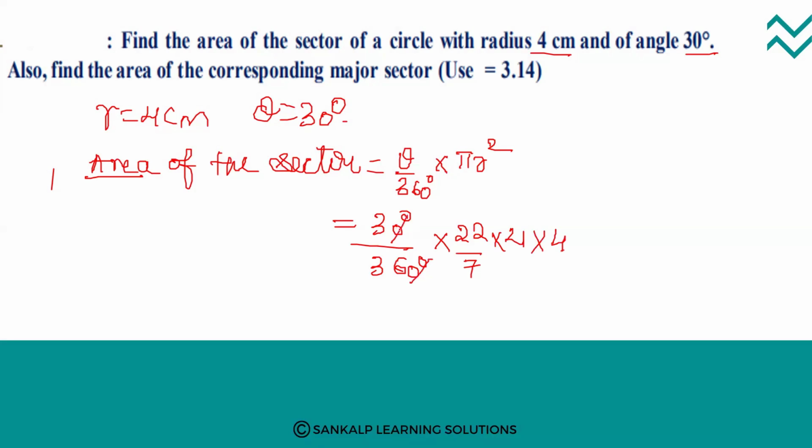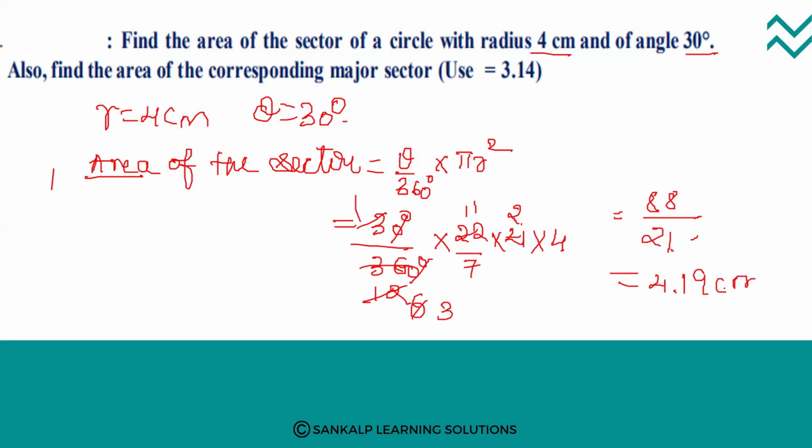The zeros get cancelled. 3 ones are 3, 3 twos are 6, 2 elevens are 22. So 11 into 2 is 22, 22 into 4 is 88, divided by 3 into 7 is 21. 88 divided by 21 is 4.19. This is the area of the sector, 4.19 centimeter square.